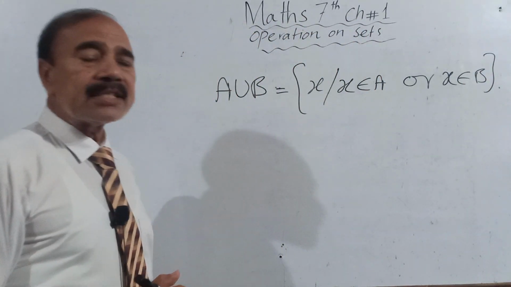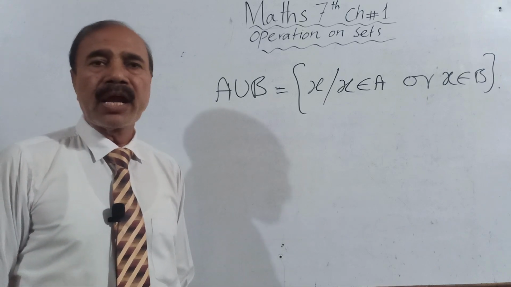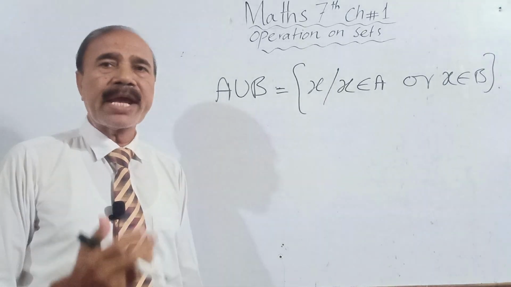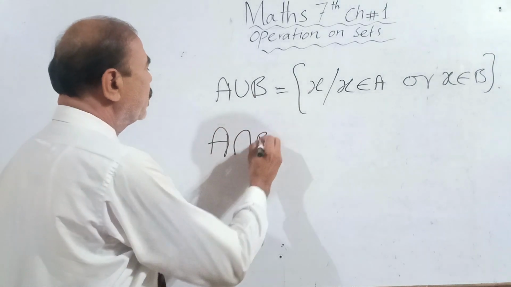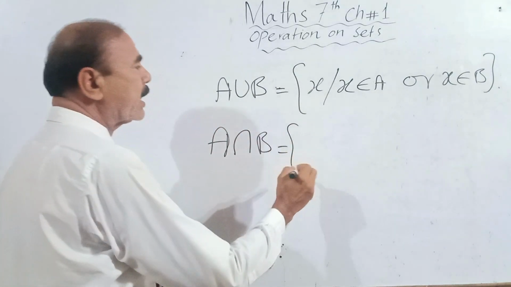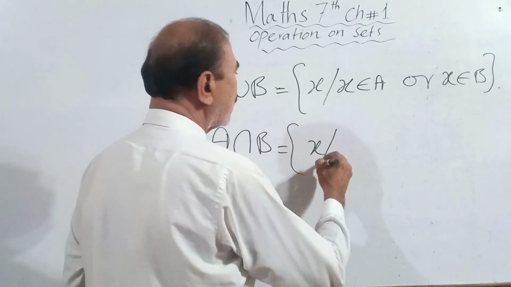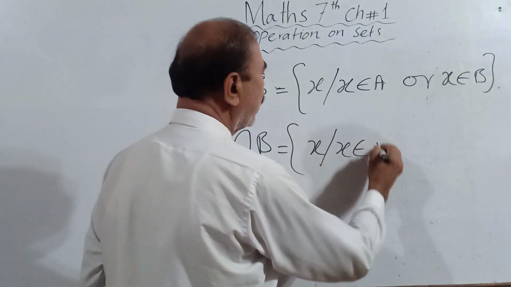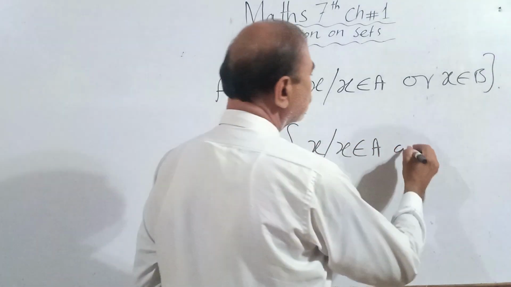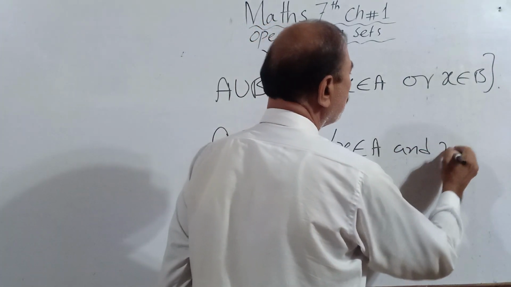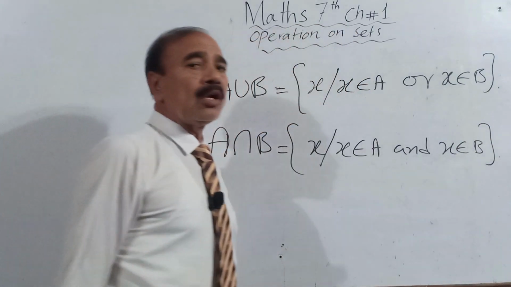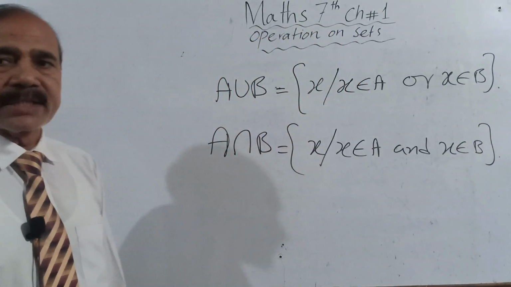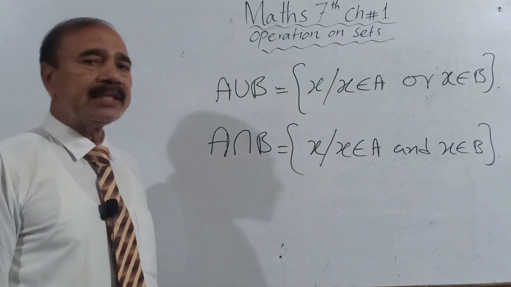And next is the intersection of two sets. The intersection of two sets we can write as A intersection B, and mathematically we can write it as the set of X such that X belongs to A and X belongs to B. This is the intersection of two sets in mathematical terms.